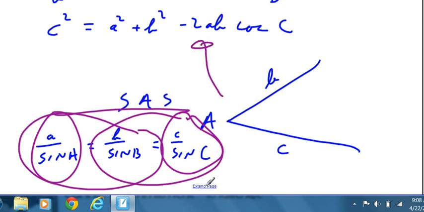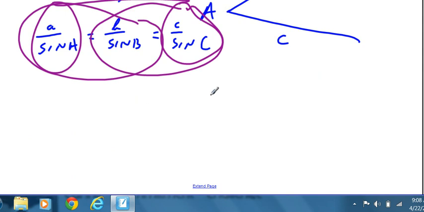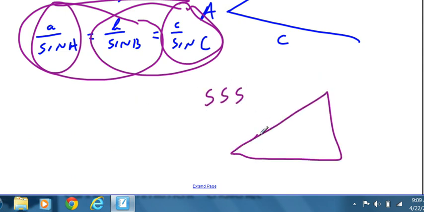So if I know side, angle, side, I have to use the law of cosines. The same thing is also true if I know all three sides. So I've got all three sides of the triangle. I know a, I know b, I know c. Well, the law of sines isn't going to work again because I still have one equation, two unknowns whenever I do it.